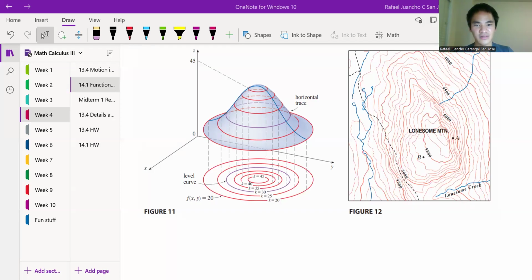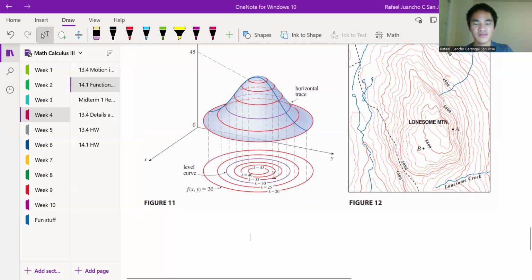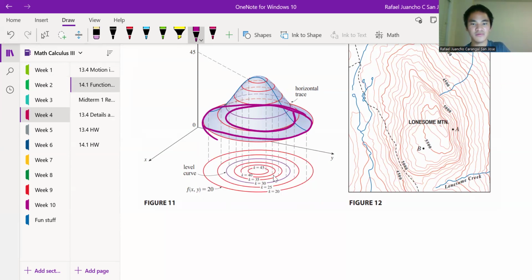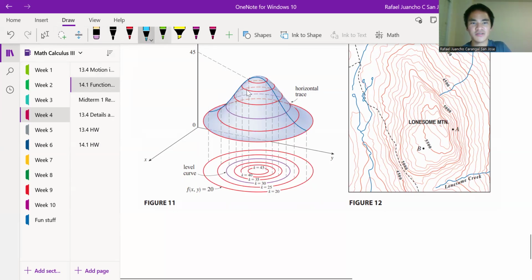So here we can see that these are the level curves. This is the contour map. These are the traces of our 3D shape. Okay, I don't want to vandalize that. Yeah, so these are the horizontal traces. I believe this is the vertical trace, right? Not sure what you call this figure. It looks like a hat.